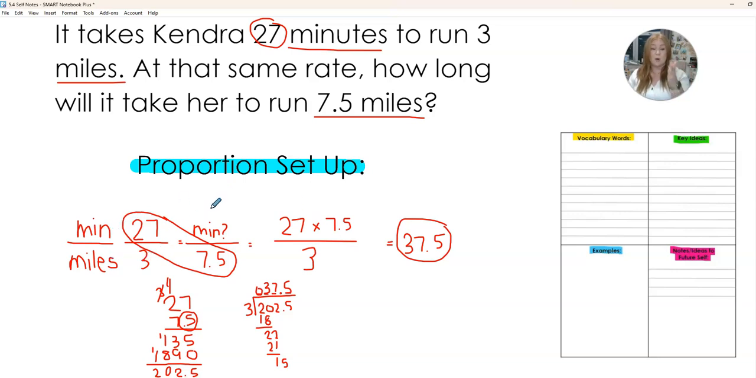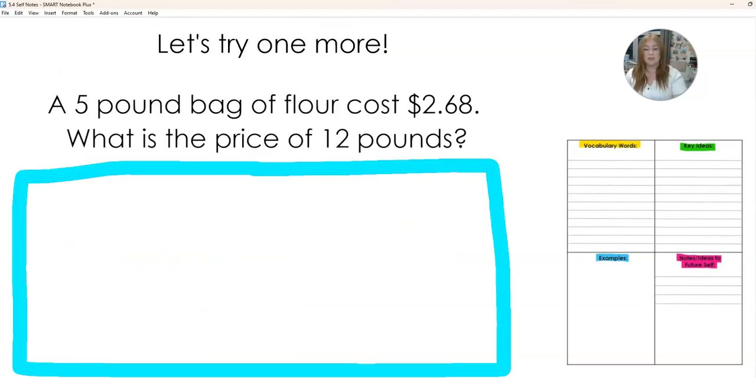Our labels, what do we know? What are we looking for? Rewrite the problem, so find the ones that are across and multiply, and then divide by the other number there. Okay, we're going to try one more. If you need to do this in your future self box, that is totally fine.